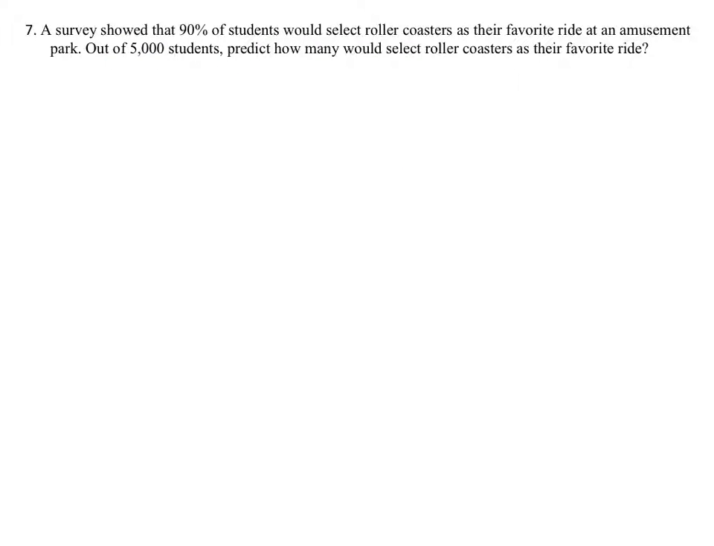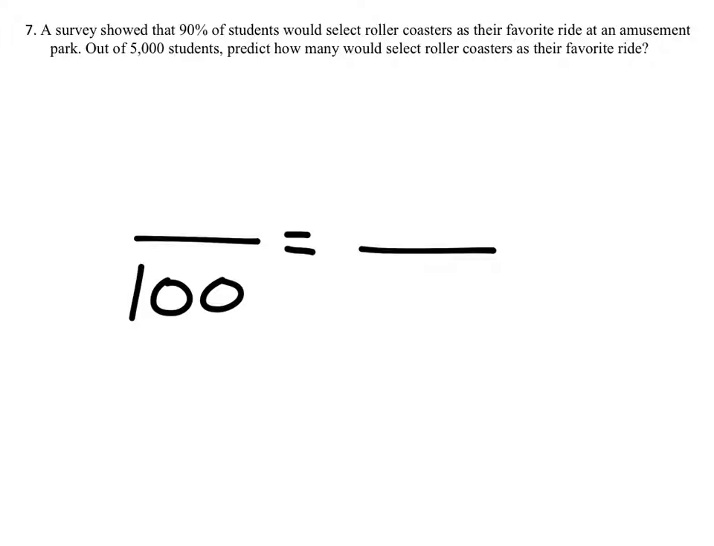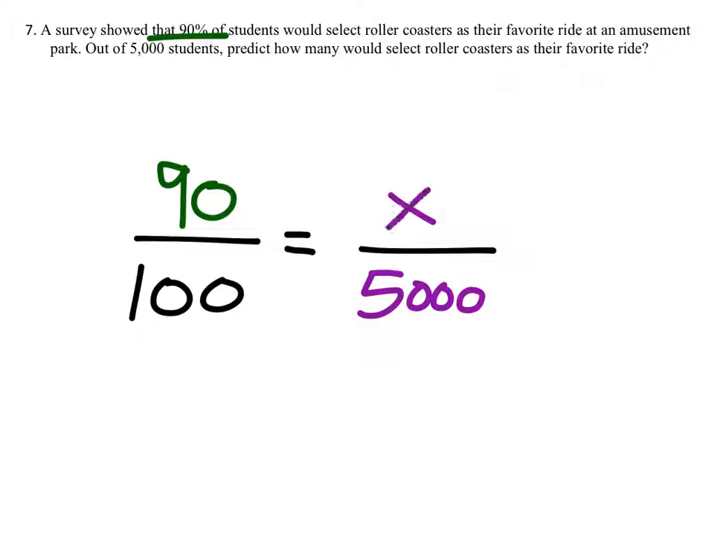A survey showed that 90% of students would select roller coasters as their favorite ride at an amusement park. Out of 5,000 students, predict how many would select roller coasters as their favorite ride. Well, this one's dealing with percentages now. So as it turns out, it becomes more of a percent proportion. So we know this is the 100 right here. The 90% goes above the 100. And this is out of 5,000 students. So we got to figure out how many that is right here.